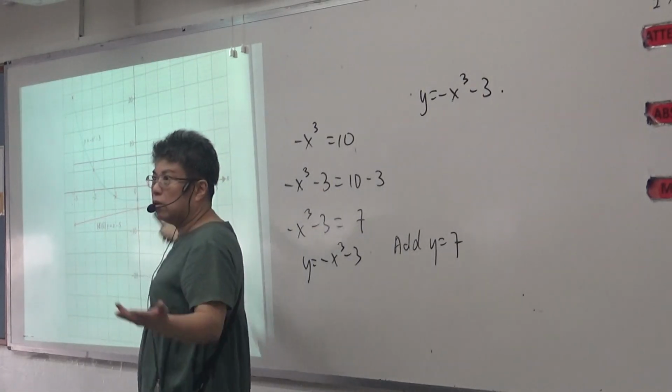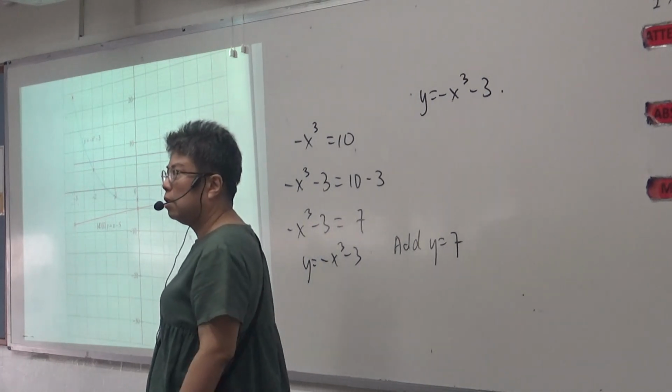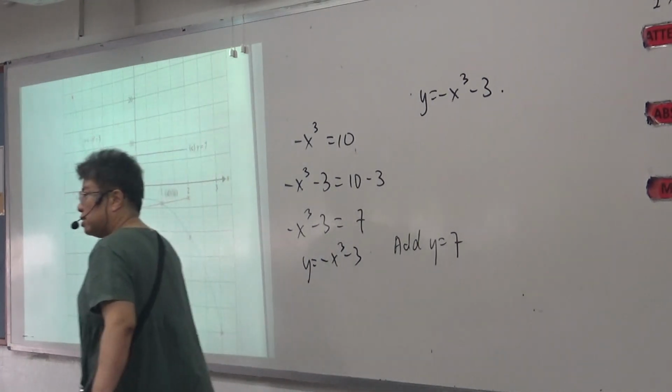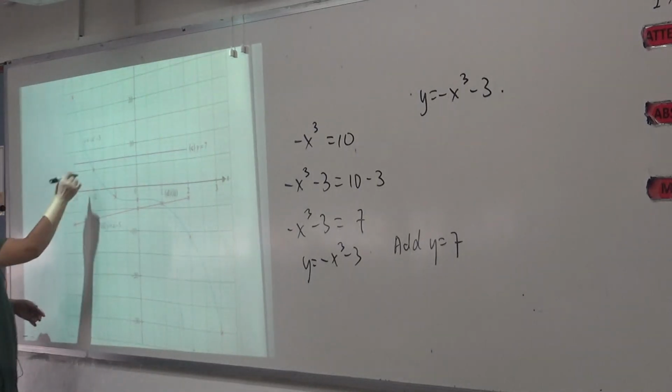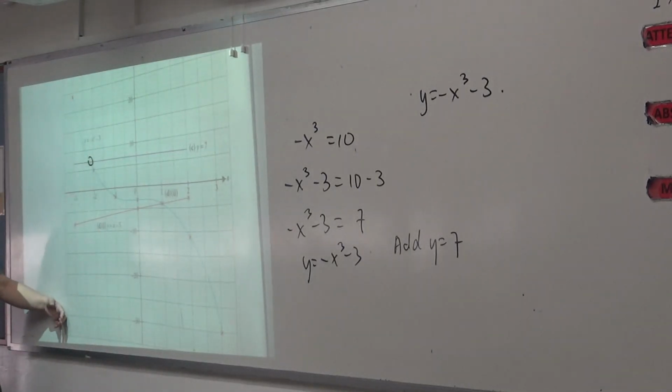Now, how to see that there's only one solution? There's only how many points of intersection? One. Where? Here, right? Can see? So that's how we conclude. Everybody clear? Okay, good.